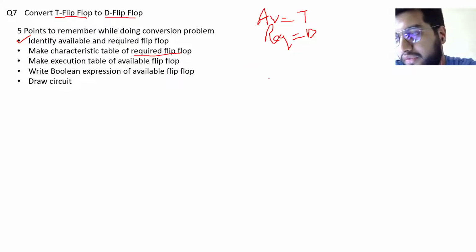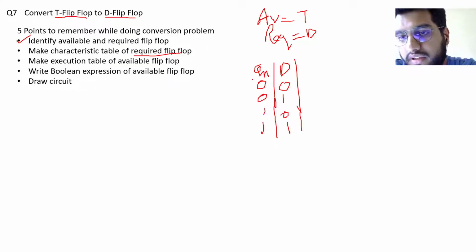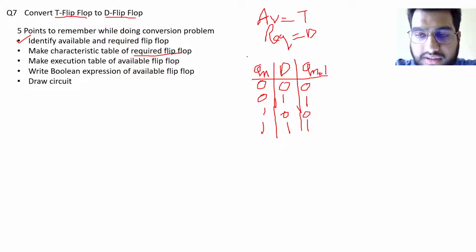Making the characteristic table of D, we have Qn and we have D only. So it is 0 0, 0 1, 1 0, 1 1. We know that for a D flip flop, the output will always be equal to the input. So it is 0 1 0 1. Now this is the characteristic table of the D flip flop.